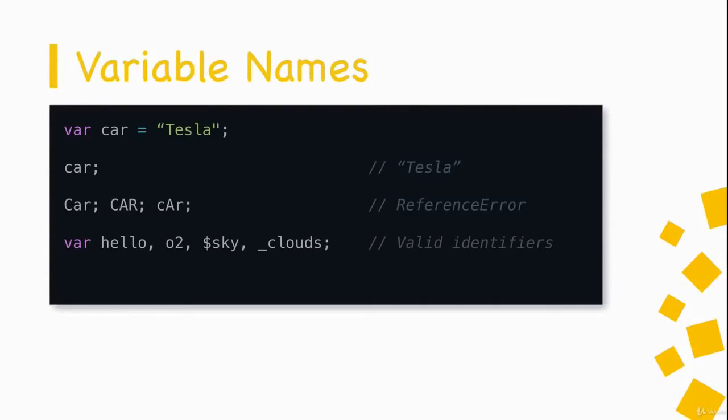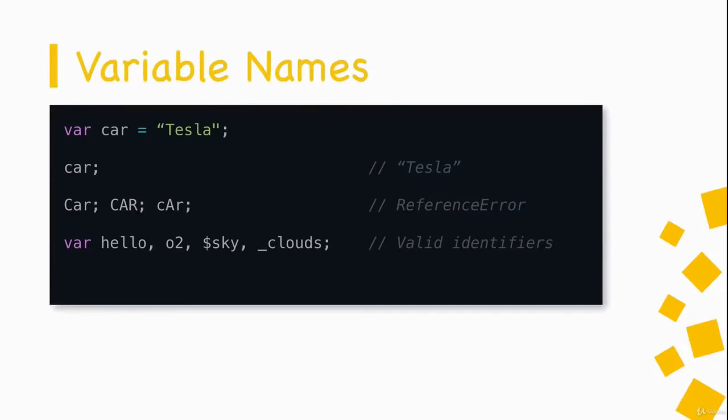A variable named O2 is valid as well, because although it contains a number, it starts with a letter. So variable names can contain numbers, but they must start with a letter, underscore, or the dollar sign. Now, the variable $sky is also a valid variable name, and so is _clouds. These are all valid identifiers in JavaScript.